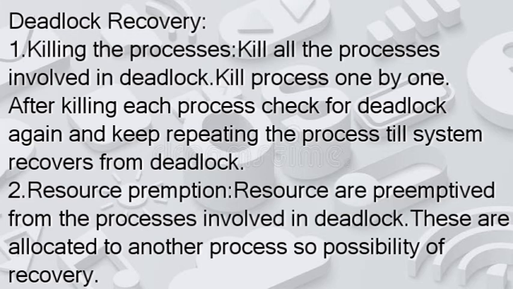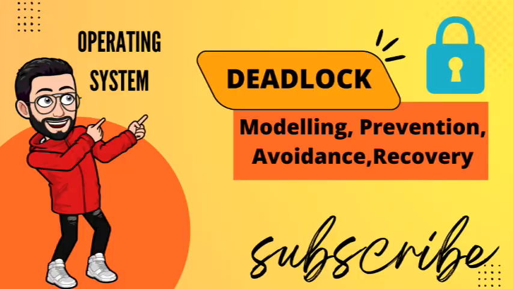Second, resource preemption. Resources are preempted from the processes involved in deadlock. The preempted resources are allocated to another process, so that there is a possibility of recovering the system from deadlock. So these are the ways through which we can do deadlock recovery. This is the whole scenario when we're talking about deadlock. I hope you understood each and everything that I explained about deadlock, deadlock prevention, deadlock handling, avoidance, and the different types of algorithms that are required.